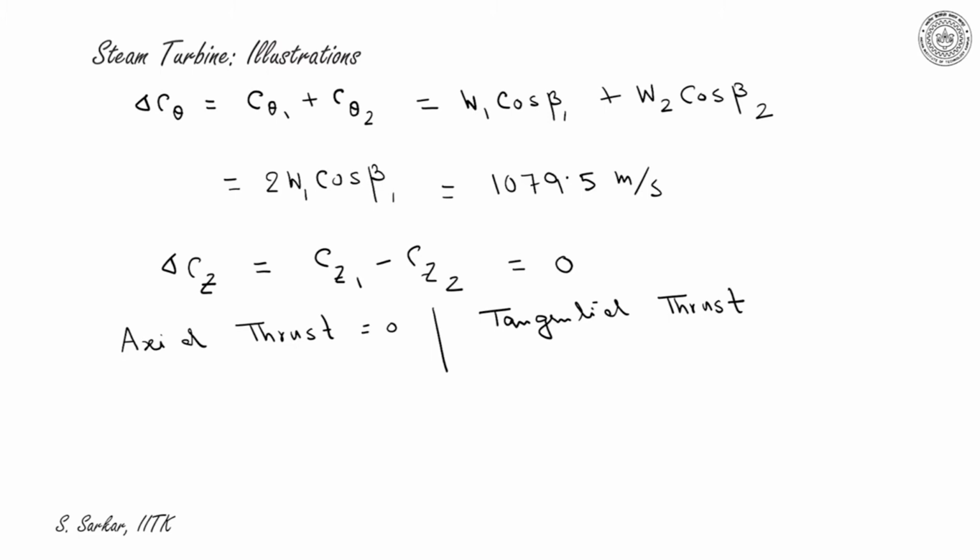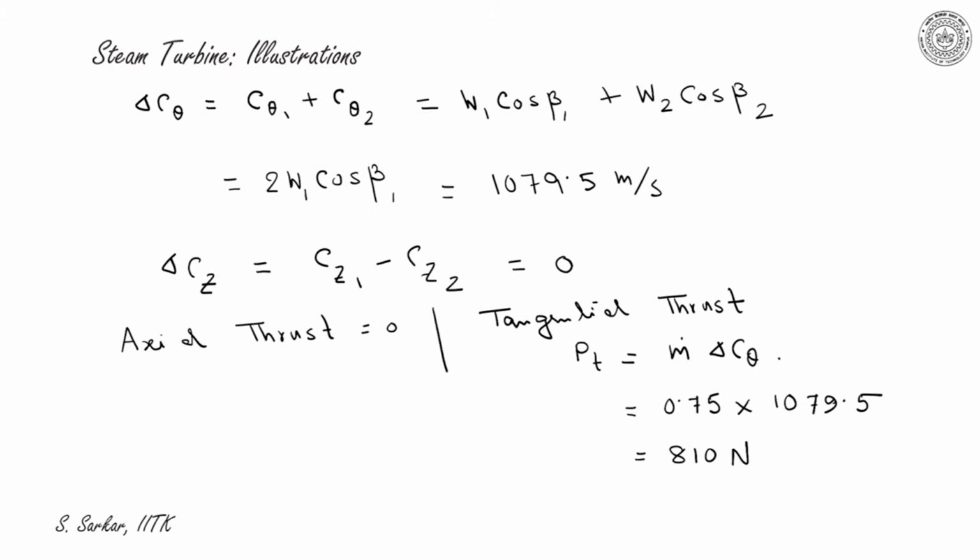If I denote tangential thrust by PT, PT would be equal to m dot into del C theta. Now I know the value of m dot, that is 0.75, into del C theta. Just now I have evaluated 1079.5. If you evaluate, this should be 810 Newton. So I have evaluated the tangential thrust.